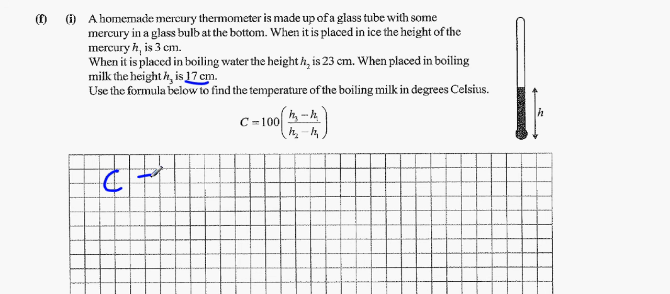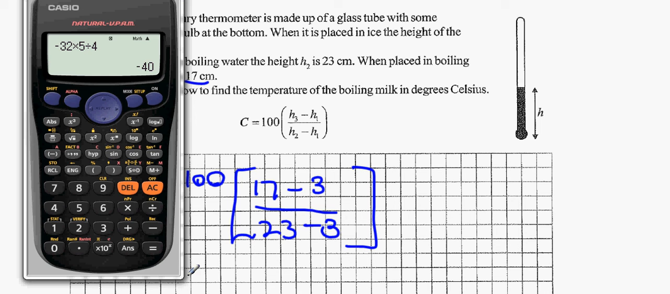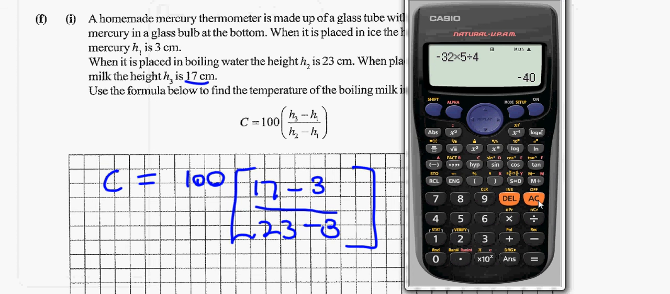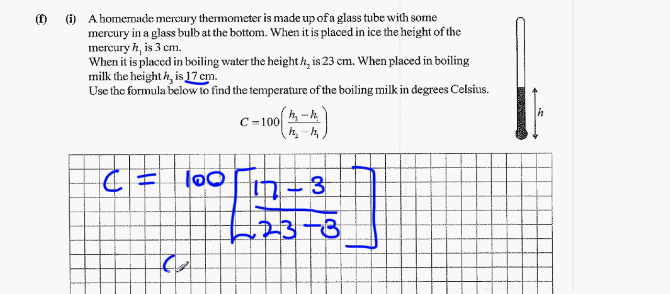So all we've got to do is input our values in here. Okay, so H3 is 17, H1 is 3, H2 is 23, and H1 is once again 3. So all we've got to do is just put all these numbers into the calculator. So we're going to get 100 bracket 17 minus 3, 23 minus 3, close bracket, and we get 70. C equals 70 degrees.